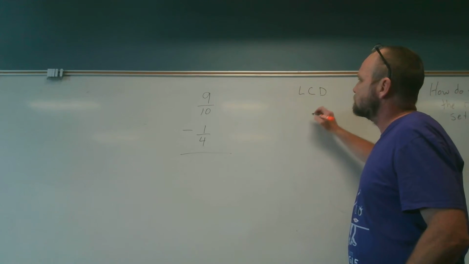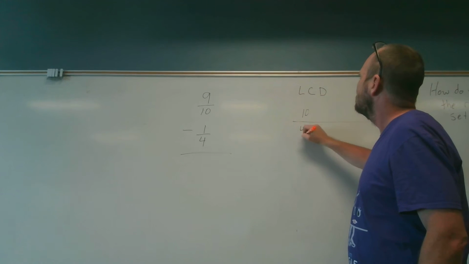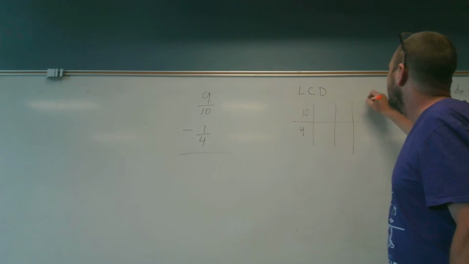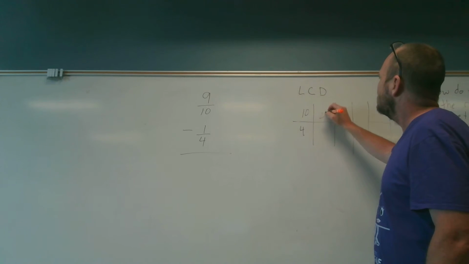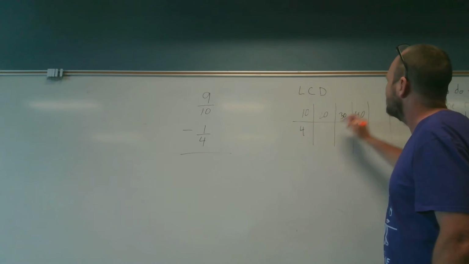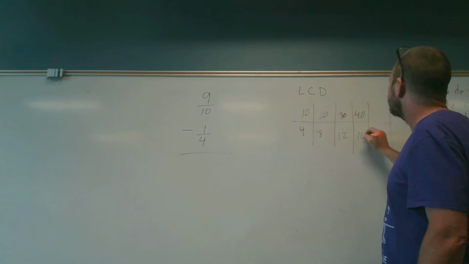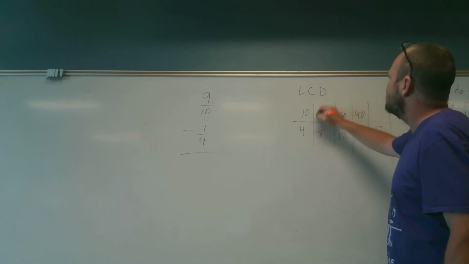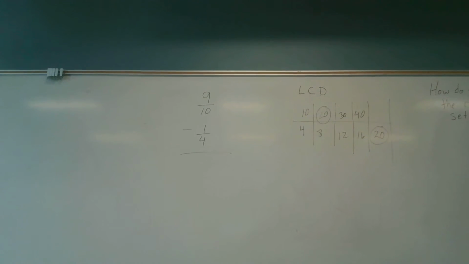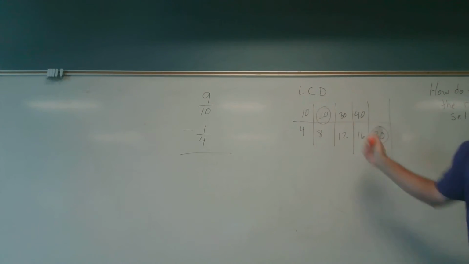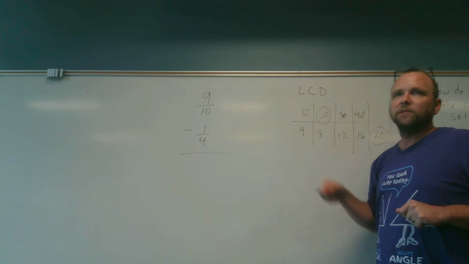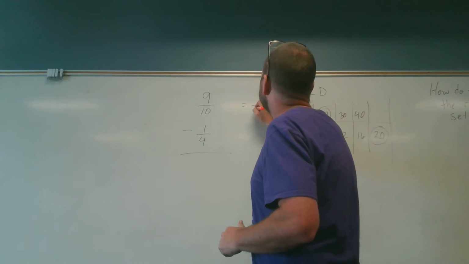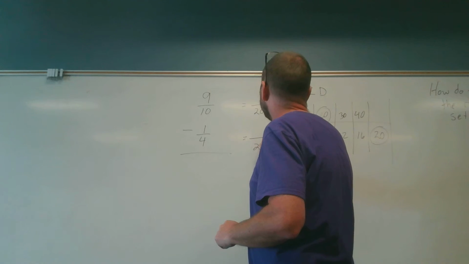I need to find the least common denominator for 10 and 4. Have any idea what it might be, Brady? 40. Well, let's check. 10, 20, 30, 40, well, 40 is there. 4, 8, 12, 16, 20. 20 is there. We could use 40, Brady. You are exactly right. However, if we want to go the smallest route, the less likely to have to simplify is if we use the smallest, the least common denominator. So I'm going to change this so they're both over 20.